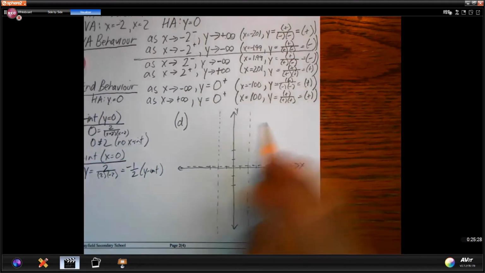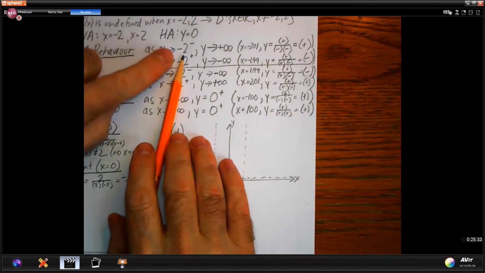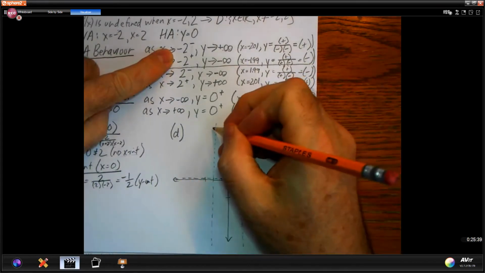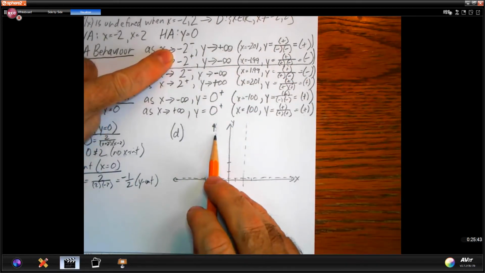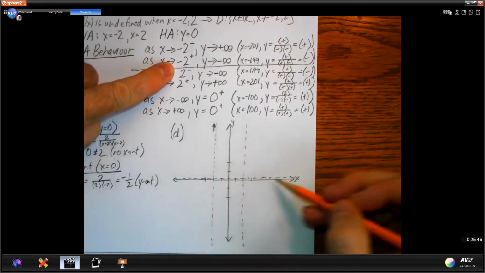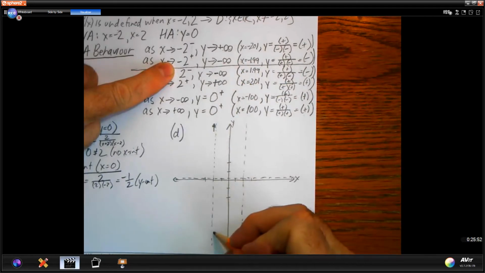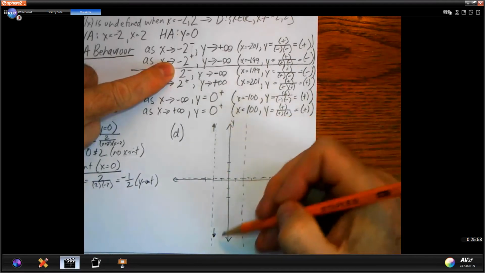So the first vertical asymptote, as I go left to right, as I'm approaching -2 from the left, y is approaching positive infinity. So I'm going to do a little arrow up here that shows that it's going towards positive infinity. On the right side, as we approach from the positive side of -2, y is approaching negative infinity. So I have an arrow down here.